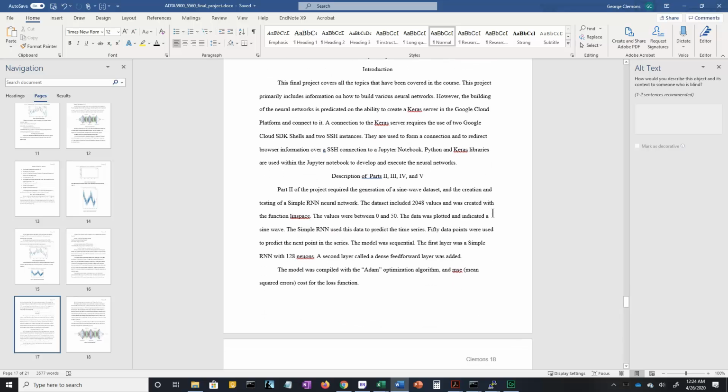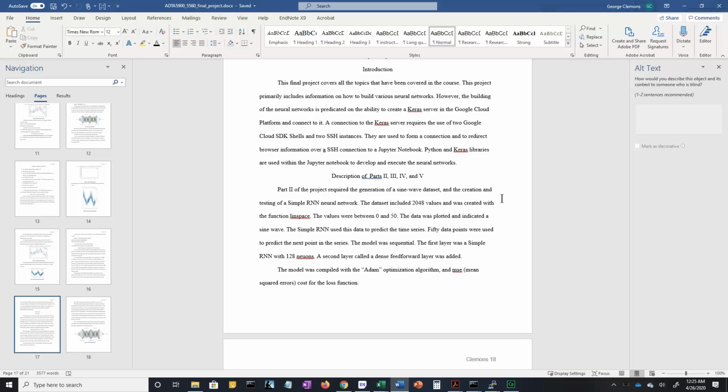Part 2 of the project required the generation of a sine wave dataset and the creation and testing of a simple RNN neural network. The dataset included 2,048 values and was created with the function linspace. The values were between 0 and 50 and included 0 and 50. The data was plotted and indicated a sine wave. The simple RNN used this data to predict the time series. 50 data points were used to predict the next point in the series.